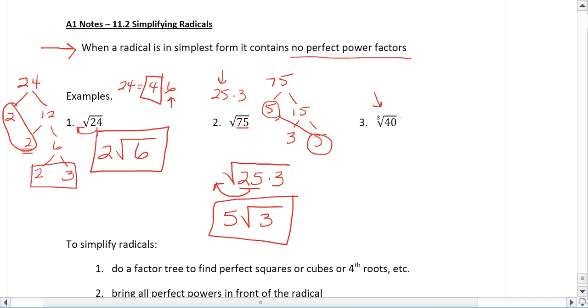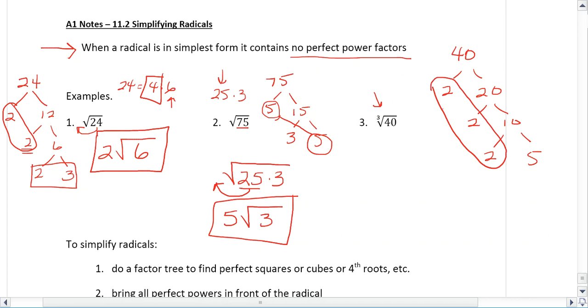Now, cube root. This is where a factor tree is going to be, I think, extremely helpful because we're simply not used to looking for perfect cubes. You're going to get pretty good at looking for perfect squares, but again, I just don't think we're going to find a better method. Since it's a cube root, we're looking for 3 of something. This is a perfect cube. And if you want to know what the cube is, it's 2 times 2 times 2, which is 8.